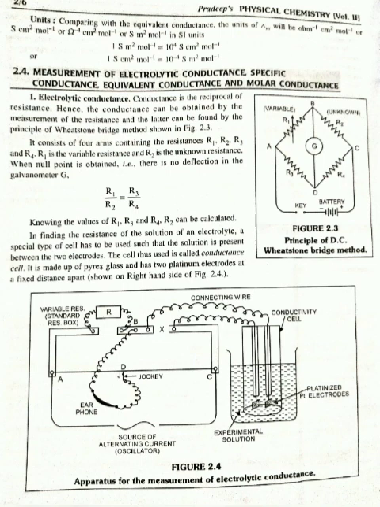In finding the resistance of the solution of an electrolyte, a special type of cell has to be used such that the solution is present between the 2 electrodes. The cell thus used is called conductance cell. It is made up of Pyrex glass and has 2 platinum electrodes at a fixed distance apart, shown on right hand side of figure 2.4.